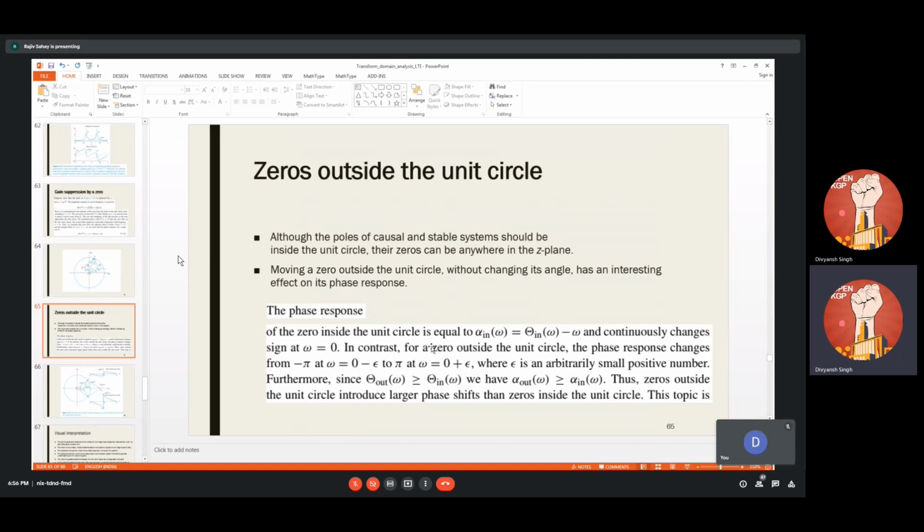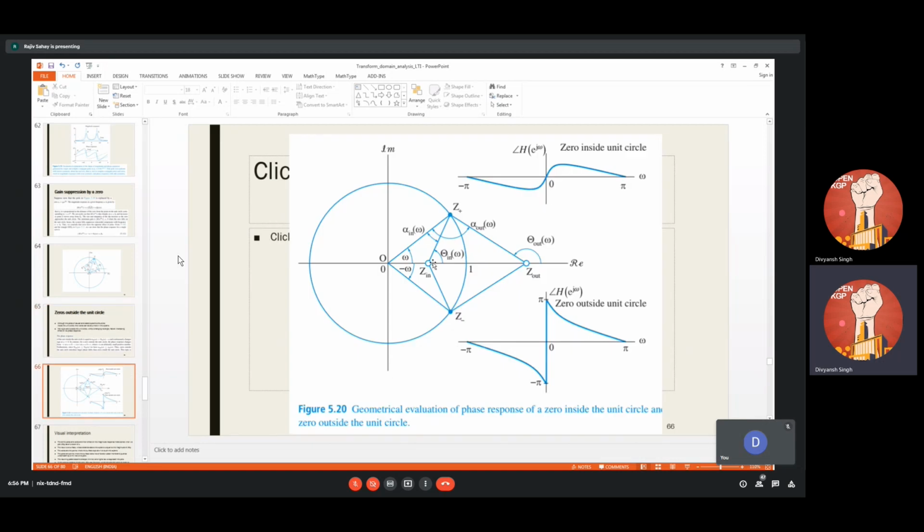In contrast, for example, at omega equal to 0, this line will start to come closer here, and this will start to connect from here to here. So your alpha_in will start going towards 0. So it changes sign at omega equal to 0. When omega goes to this side, then the alpha angle will become different. It changes sign at omega equal to 0. So the angle alpha_in(omega) changes sign here at omega equal to 0.